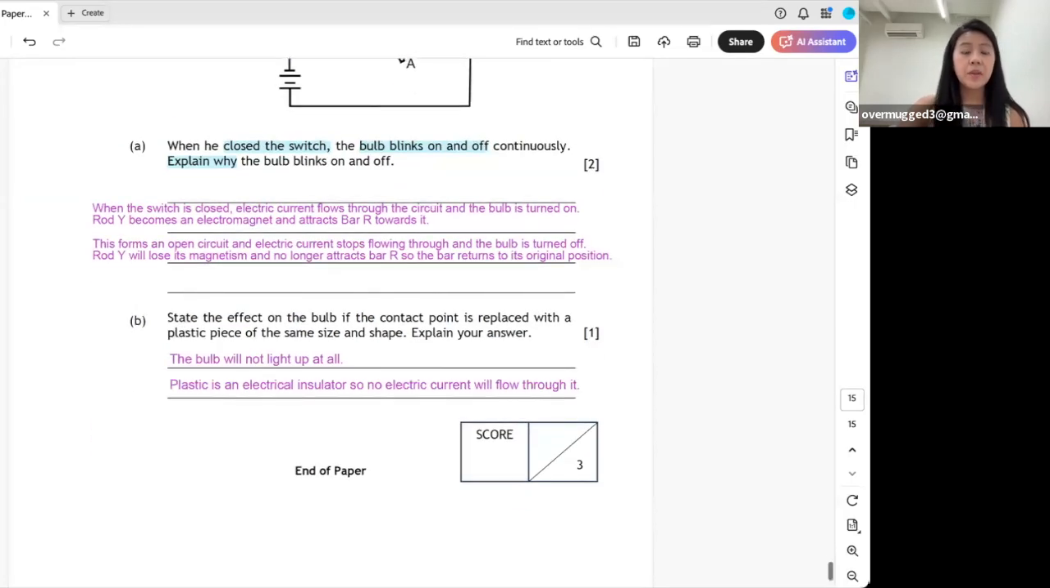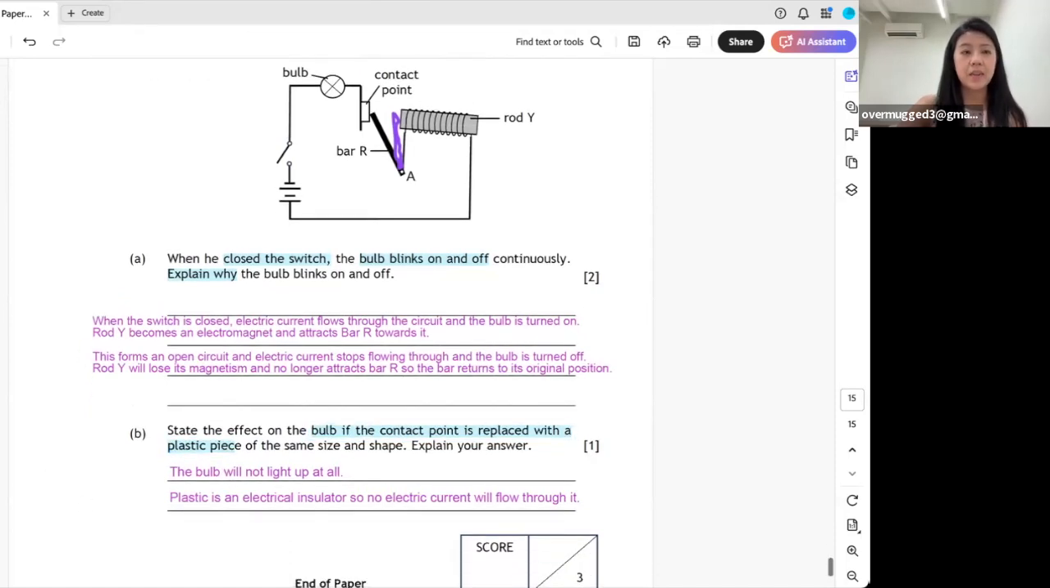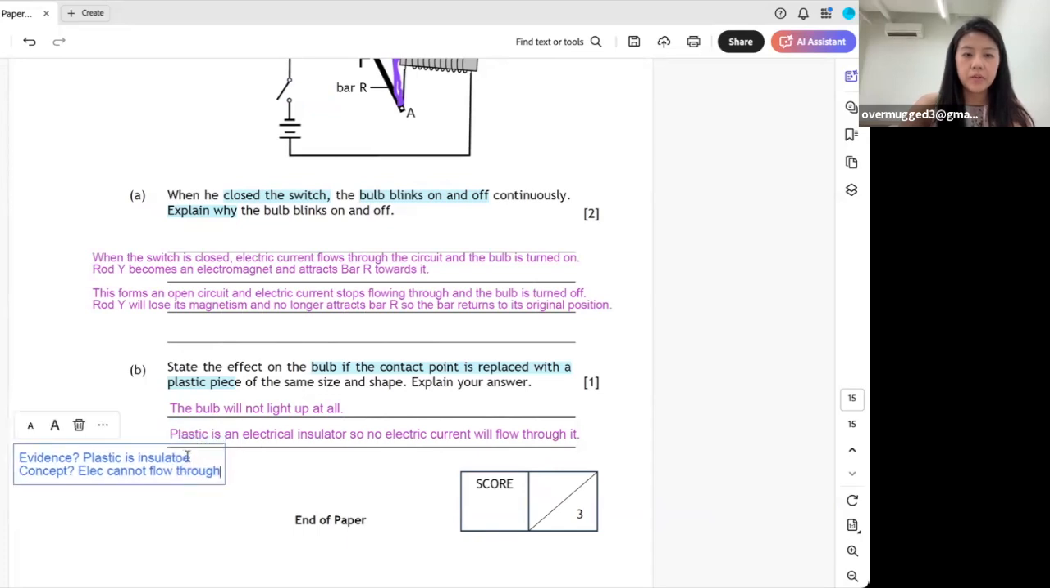Last but not least, state the effect on the bulb if the contact point was replaced with a plastic piece. So the contact point is here. The contact point was made of iron. Now you're going to replace it with plastic. You should know that plastic is an insulator. So your evidence here: plastic is an insulator. Your concept would be: electricity cannot flow through. I'll bring this down so that you can see better.